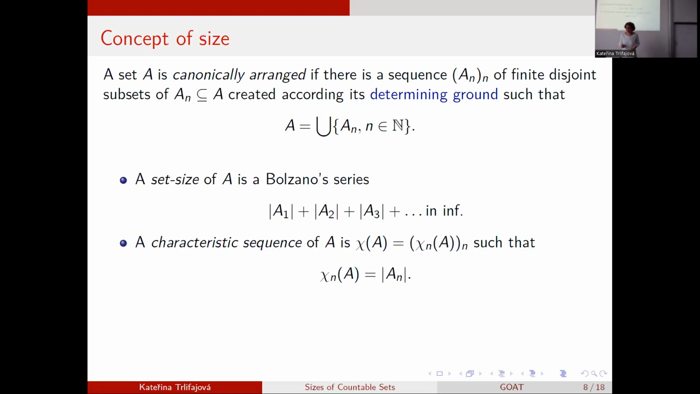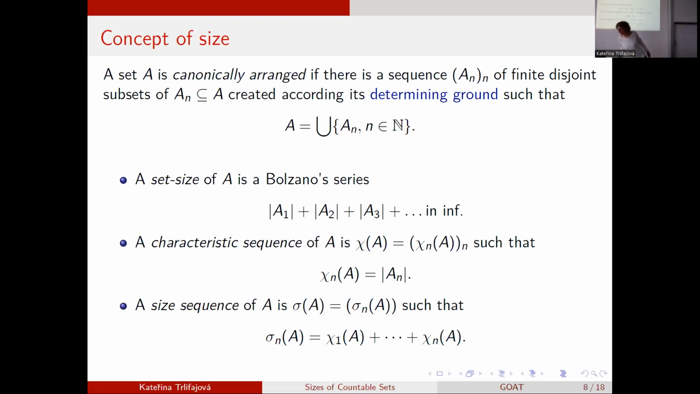Of course, we can speak about the characteristic sequence, and it is here for A. It is a sequence where for every component we have the cardinality of these sets. For instance, the characteristic sequence for this would be 1, 1, 1, etc. This would be 2, 0, 2, 0. And this is the characteristic sequence.